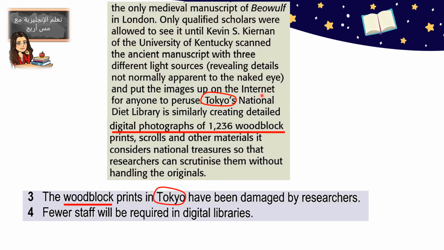So then I will read: the internet for anyone to peruse. Tokyo's National Diet Library, meaning the one in Tokyo, is similarly creating detailed digital photographs, like photographs of the woodblocks or woodblock prints, scrolls and other materials it considers national treasure so that researchers can scrutinize them without handling the original. Meaning they can view them as images without touching the originals. This is the meaning. Now, did they mention anything about whether they were damaged or not?